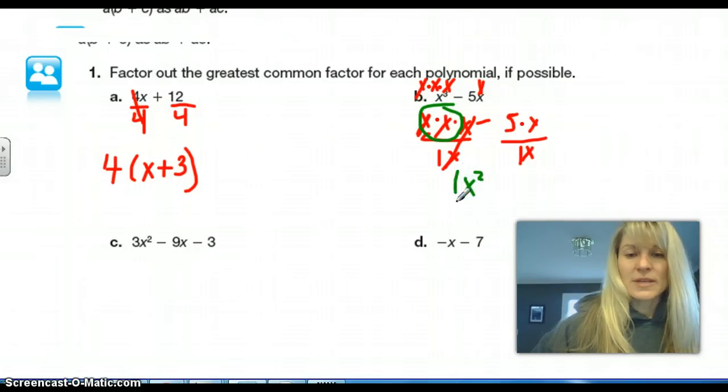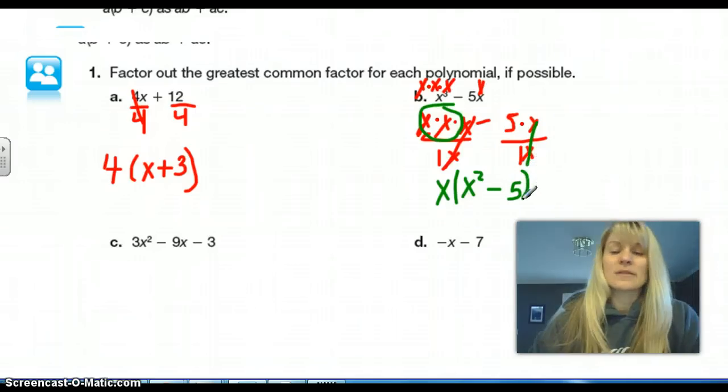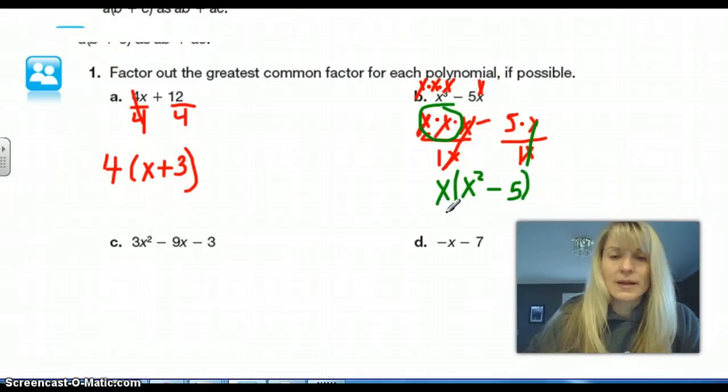My GCF was x, so I'm going to put that out front. I have minus, and then 5 divided by 1 is 5. And then here the x's cross off. So again, the GCF in this case is going to be 1x or x.